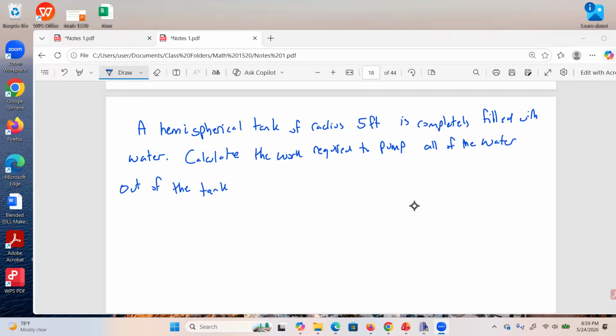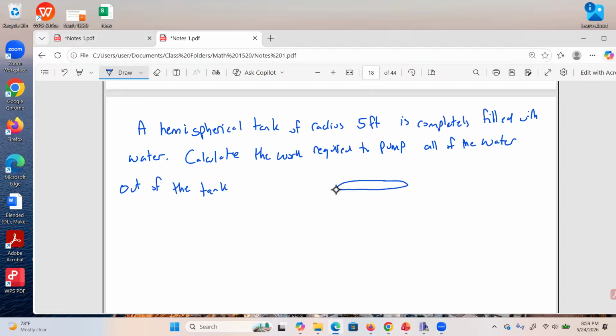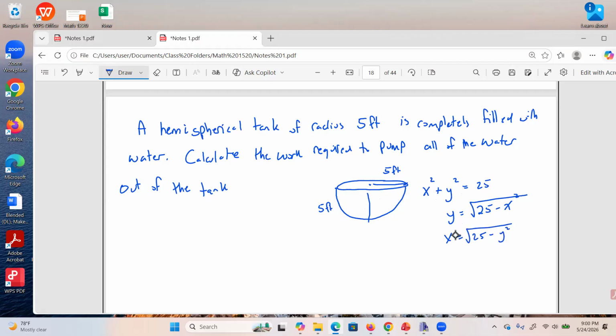Let's draw a little picture. We've got a hemisphere here. Pretend that's round. This piece here is 5 feet, and this piece down here is 5 feet. We need circles, so going back to my college algebra, x squared plus y squared is equal to 25. That means y is equal to the square root of 25 minus x squared. Conversely, x equals the square root of 25 minus y squared.